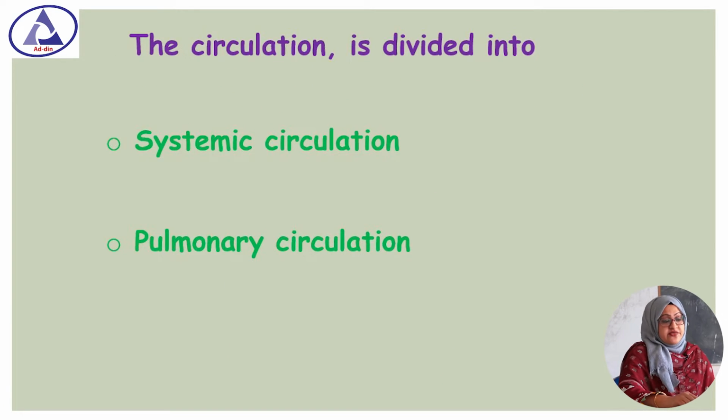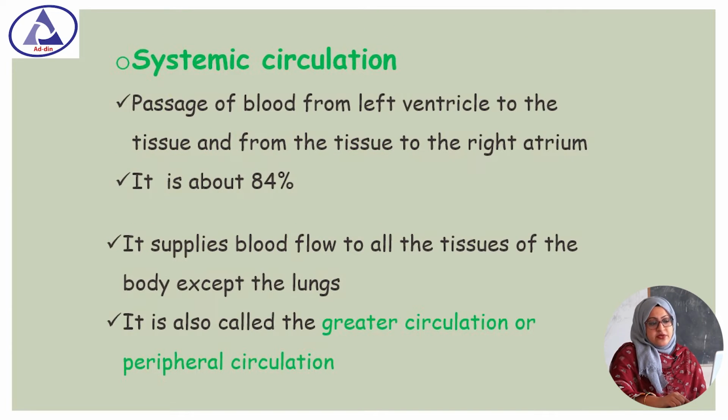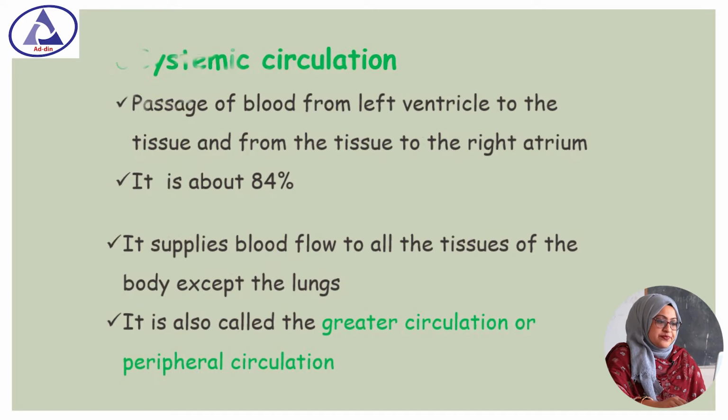The circulation is divided into systemic circulation and pulmonary circulation. The systemic circulation is the passage of blood from the left ventricle to the tissues and from the tissues into the right atrium. It comprises about 85% of the blood. The systemic circulation supplies blood to all tissues of the body except the lung. So, the systemic circulation is called the greater circulation or the peripheral circulation.